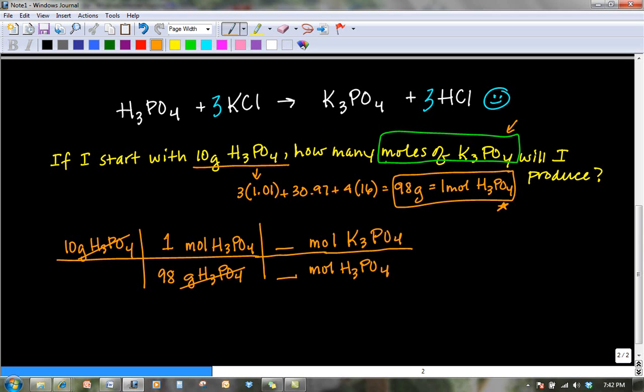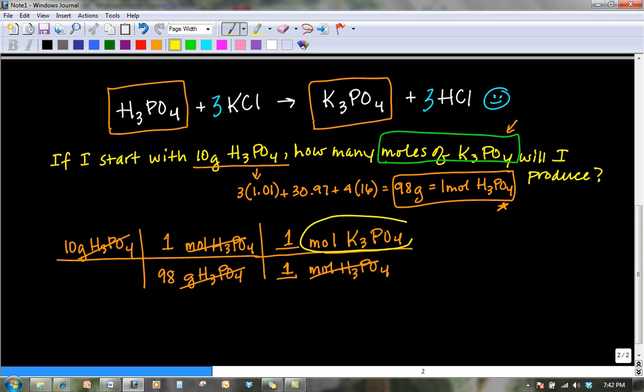What numbers do I put here? I have to look at the equation. I'm comparing H3PO4 and K3PO4. Neither of those compounds have numbers in front of them. Therefore, I assume that we're using 1 mole of each. So I put 1 in each spot here. Moles of hydrogen phosphate go away, and I am left with moles of potassium phosphate on top. And that's exactly what I'm looking for in the problem. So now I can stop. My grid is finished.